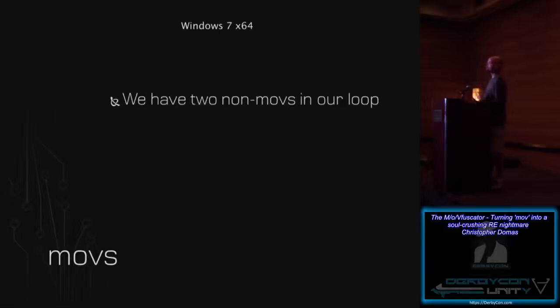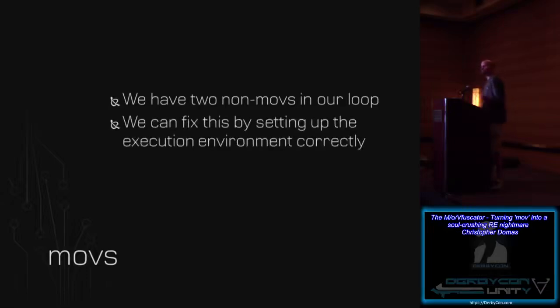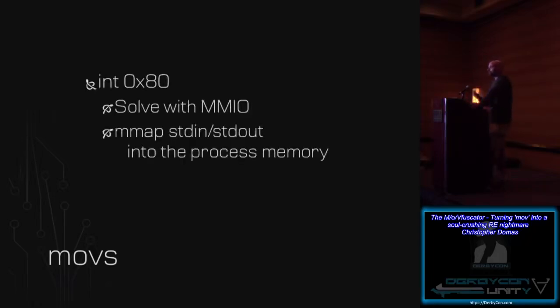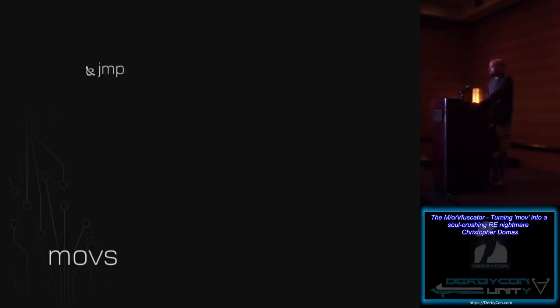So that doesn't violate the Turing completeness concept, but it still really bothered me that I had non-moves inside of this program. But it turns out that we can actually fix these things if we just set up our execution environment correctly. So getting rid of the int80 turns out to be actually pretty easy. We can do that with memory mapped I/O. By mapping the standard in and standard output streams into our process's memory, we can then access standard in and standard out just through move instructions. So we can use move for I/O after we map those streams into our memory. So int80 is an easy one to get rid of.